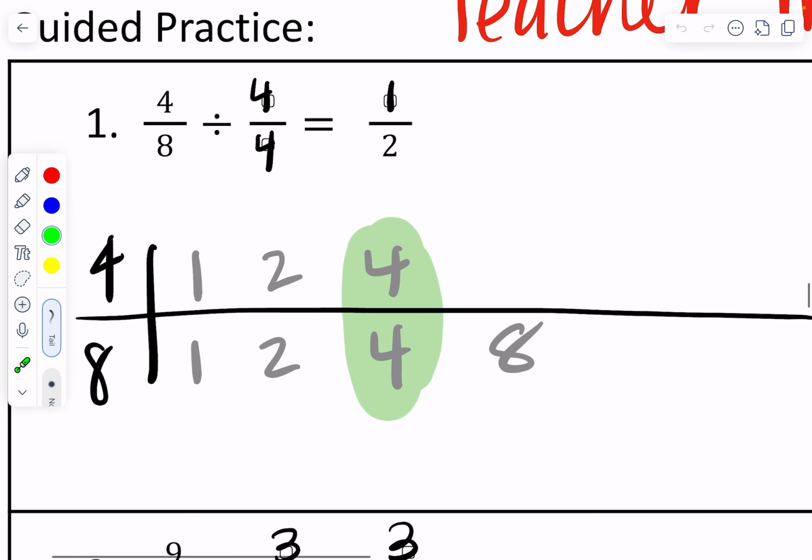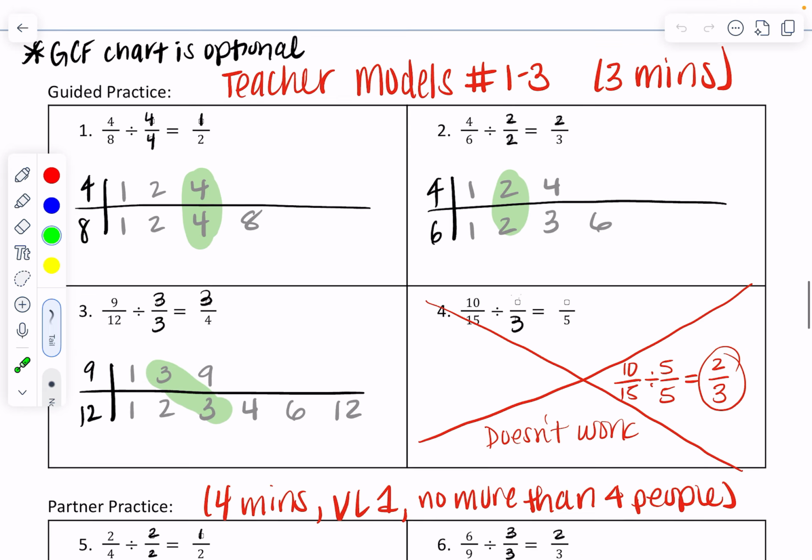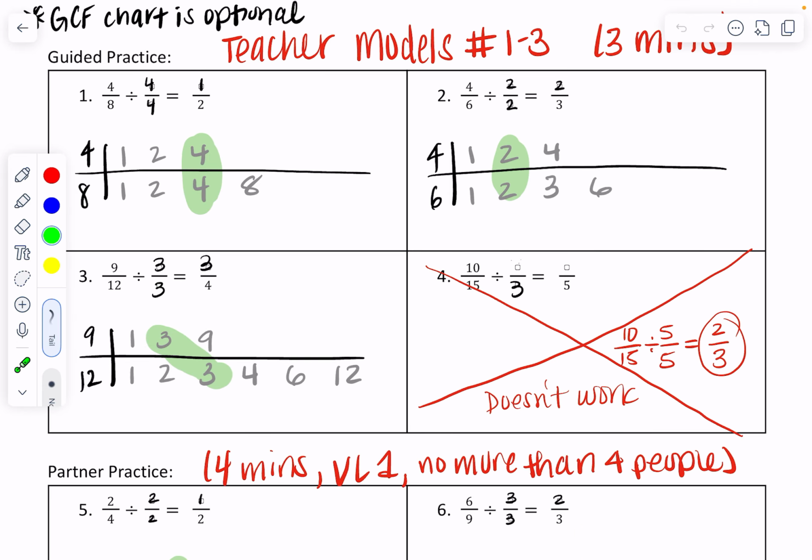And so we have 4/8, and we know that we want to figure out what we can divide it by in order to get us a denominator of 2. We know that 8 divided by 4 is equal to 2. So whatever we divide the denominator by is what we need to divide the numerator by. So 4 divided by 4 is 1. Our simplified fraction is 1/2.